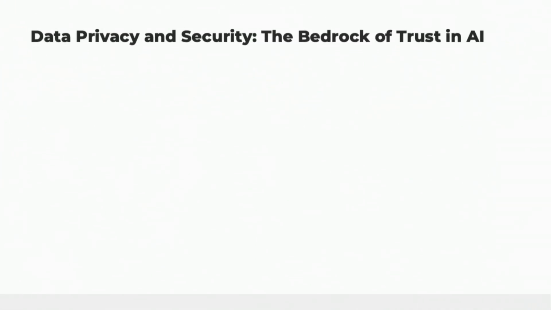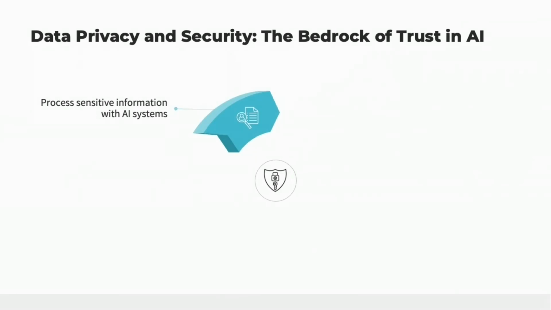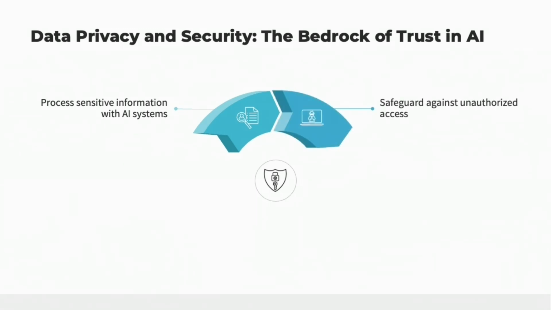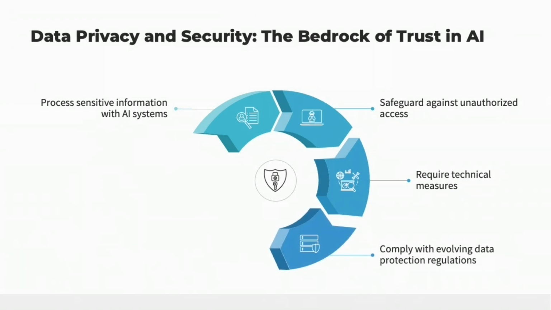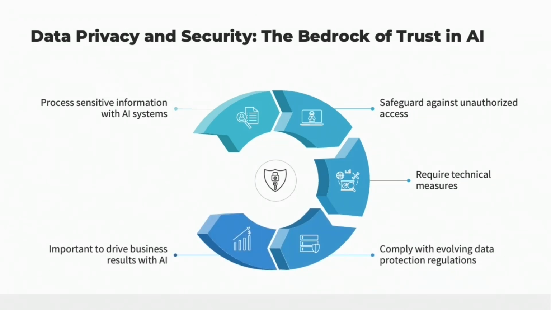At the heart of ethical AI development lies the commitment to data privacy and security. With increasing amounts of personal and sensitive information being processed by AI systems, safeguarding this data against unauthorized access is paramount. This involves not only technical measures, but also compliance with evolving data protection regulations. Organizations like Microsoft, for example, emphasize the importance of driving business results with AI while simultaneously preserving data privacy, a balancing act that requires meticulous attention to legal and cybersecurity standards.